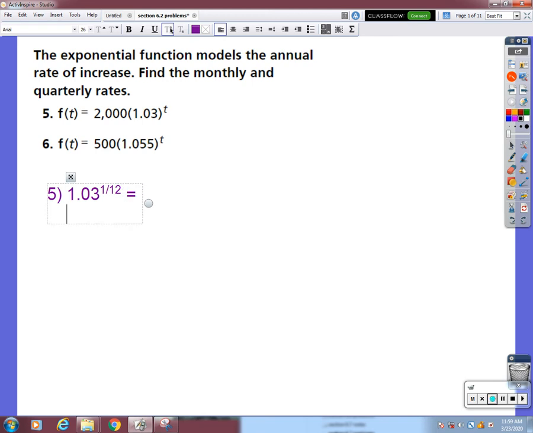And to find the quarterly rate, you just have to take the annual rate and raise it to the 1/4th power. And again, that's because for this guy here, monthly is 12 times a year. So 1.03 to the 1/12th. So we're sort of just undoing what we would do otherwise.